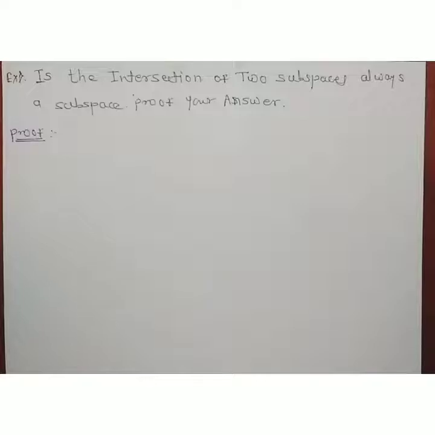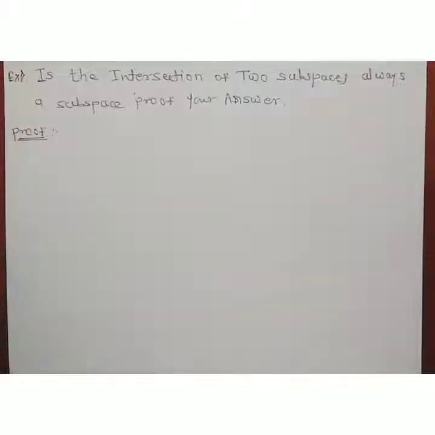Hello students, in today's lecture we are going to discuss some properties of the intersection and the union of two subspaces. The first example: the intersection of two subspaces is always a subspace. Prove your answer. We have to show that if we have any two subspaces given, then the intersection is again a subspace or not.